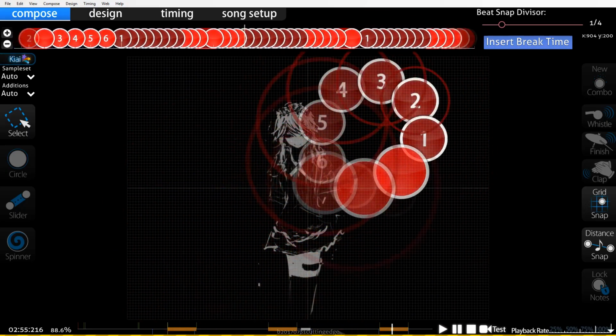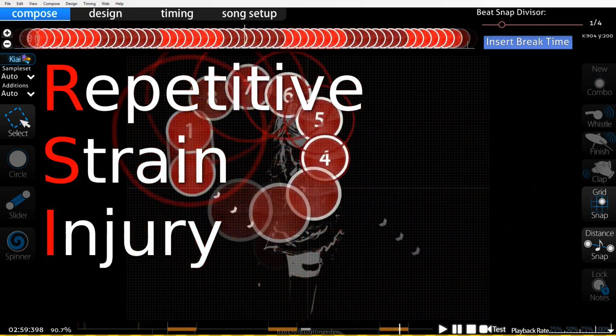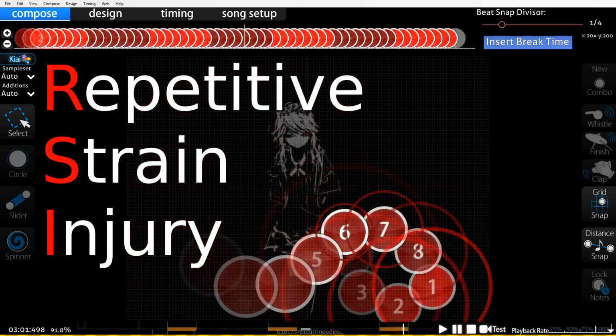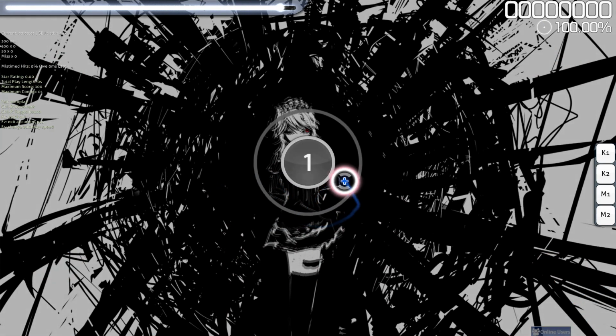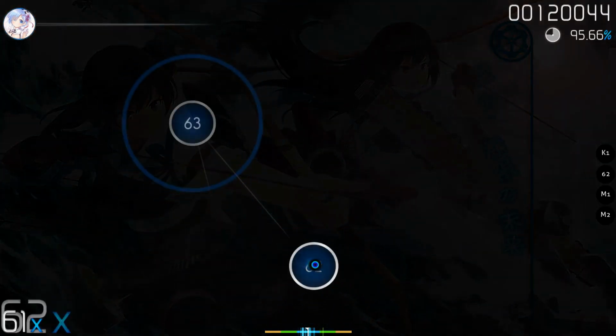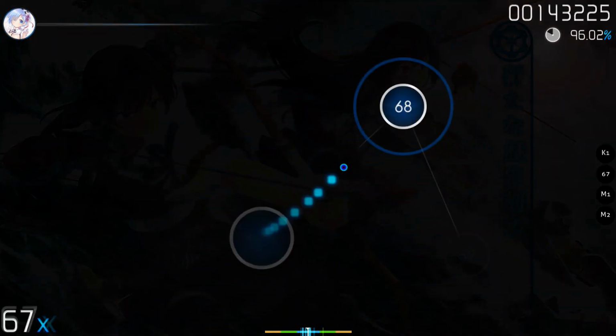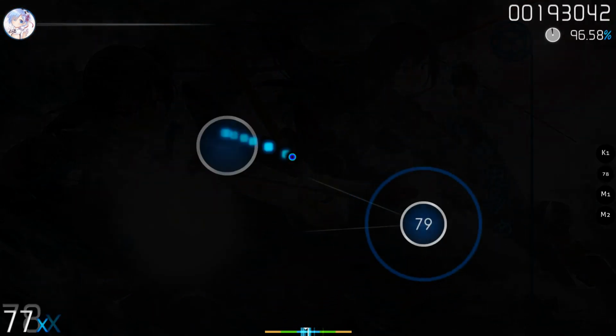You've probably heard this word before in the term repetitive strain injury, or RSI, and to be honest, it's not that far off. In mapping, I refer to strain as the amount of work needed for a player to play a single object. Each object requires a cursor to move at some speed in order to reach it. The more speed change that is required, the more straining that object is. The main factors that affect strain are spacing, rhythm, and angles.